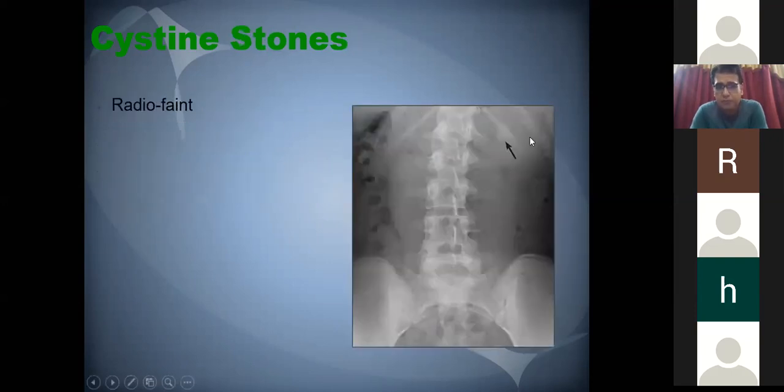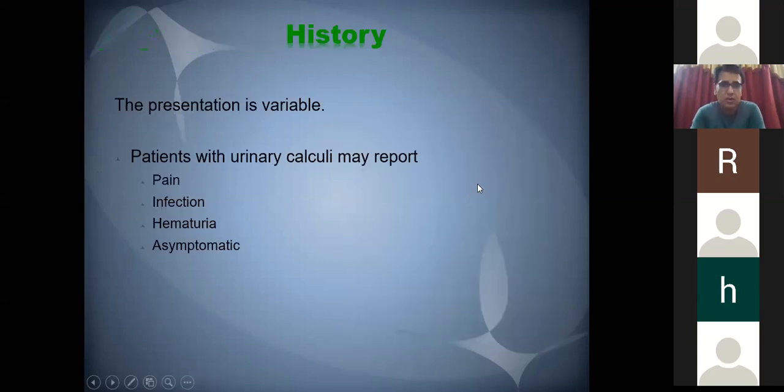Here you can see the kidney shadow, and within it this is the radio-opacity, which is not very clear. So it's partially radio-opacified. The cystine stones, as I said, are partially radio-opaque stones which can be seen, but only with a good eye. So how does the patient present? The most common thing should be remembered.